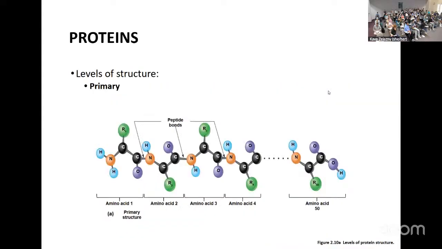Let's get our first level of structure. So proteins have levels of structure. So we're thinking kind of like steps to building a protein. So the primary level of structure, the first step, is linking together those amino acids with our peptide bonds. Right? So here's our primary structure with those peptide bonds forming, giving us our polypeptides.